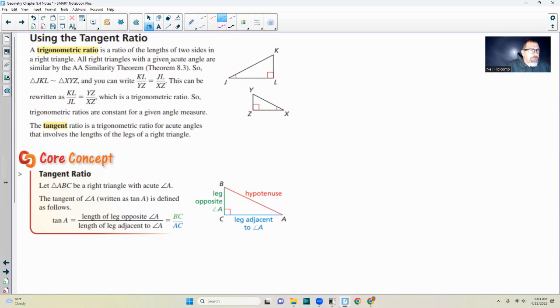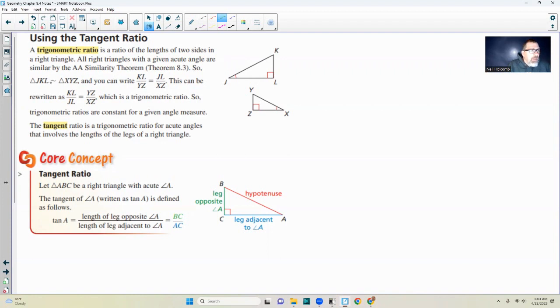All right triangles with a given acute angle are similar by the angle-angle similarity theorem. So over here, they gave us a triangle JKL and XYZ. They are similar if angle X is congruent to angle J, because we already know L is 90 and Z is 90. So if those two angles correspond and are congruent, angle-angle theorem says they're similar.